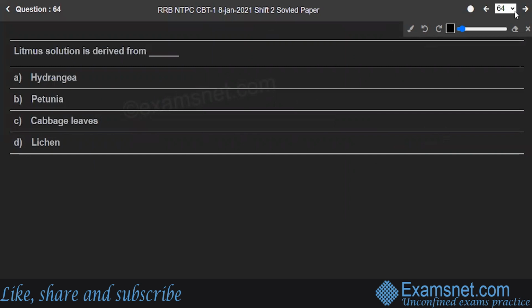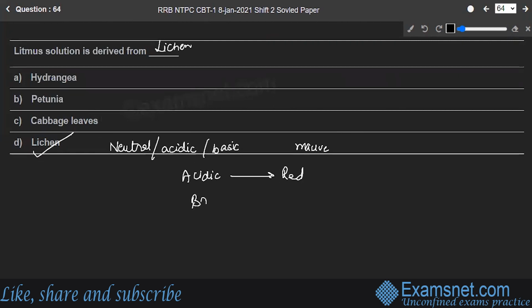Litmus solution is derived from option A, hydrangea, petunia, cabbage leaves, or lichen. The correct one is it's derived from lichen. That is option D. Lichen is used to determine whether the solution is neutral, acidic, or basic. It has a mauve or purple color in distilled water. When added to an acidic solution, this turns red. And when added to a basic solution, this one turns blue.